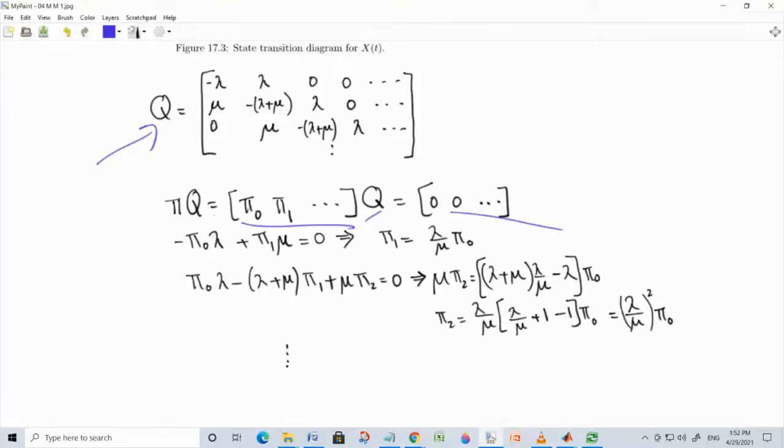Basically here you do a few iterations and you get a pattern: pi 1 is equal to lambda over mu pi 0, and then pi 2 is lambda over mu squared pi 0, and so on. So we see that there is a pattern: pi k is equal to lambda over mu to the k pi 0. This is basically the analysis using this Q matrix.